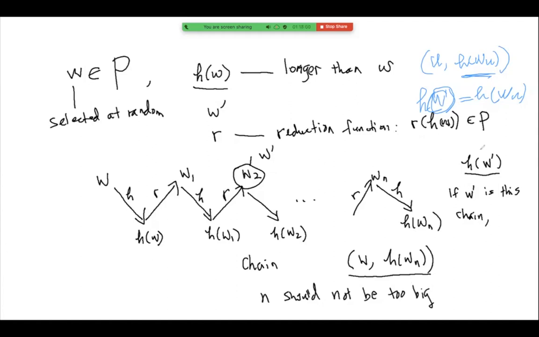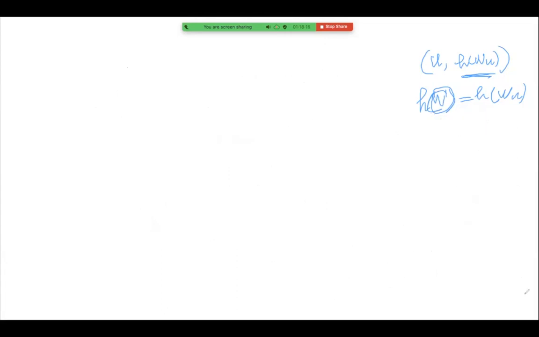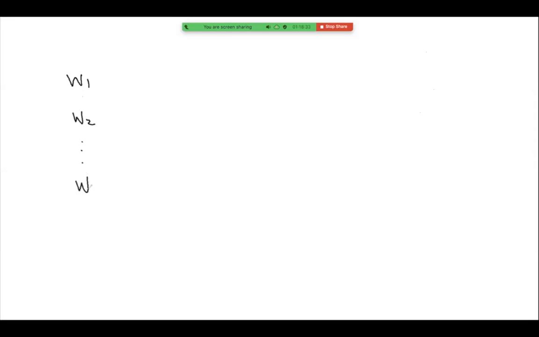So what happens if your W prime does not appear in the string? Okay, so that means you need to do more of these trainings. So that is the idea of a rainbow table. So now I'm going to do a few of these. I get W1, randomly selected, and then I do W2, and then I do a bunch of these, let's say WM.